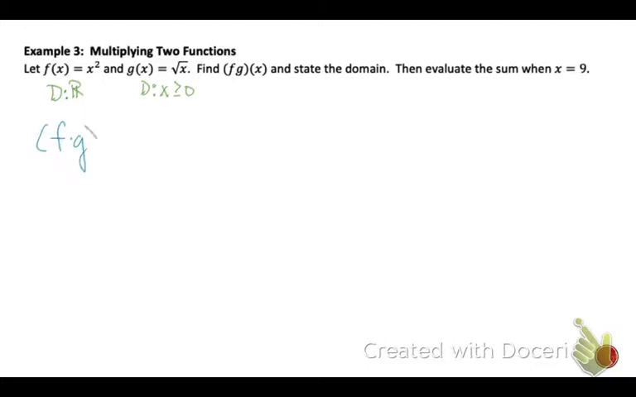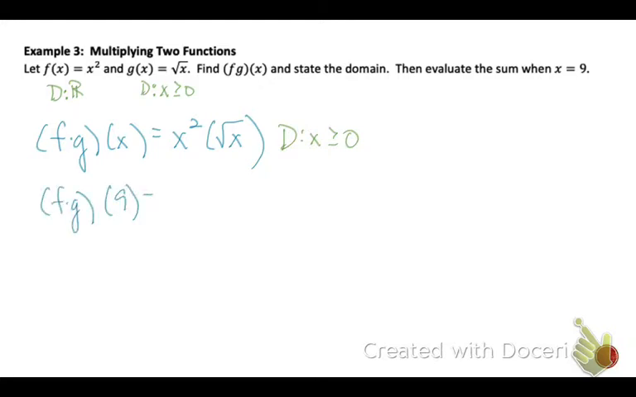Now let's find f times g of x. So that means I go grab f of x, and I'm going to multiply it by g of x. Now, isn't that awkward, multiplying something squared times a square root? We're just going to leave it like that. And then we are going to give the limitation, since we have a square root in this product, that x needs to be greater than or equal to 0. Let's evaluate this function when x equals 9. So I'm plugging in 9 for my x in both places. So I get 81 times 3, the square root of 9, which is 243.